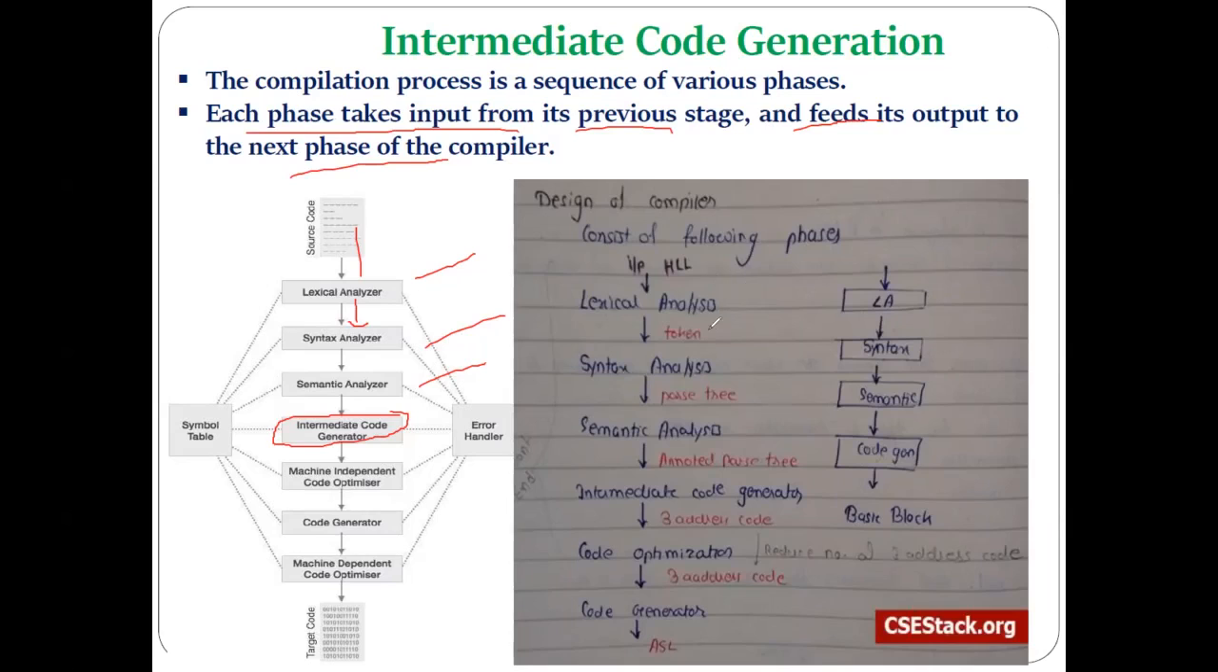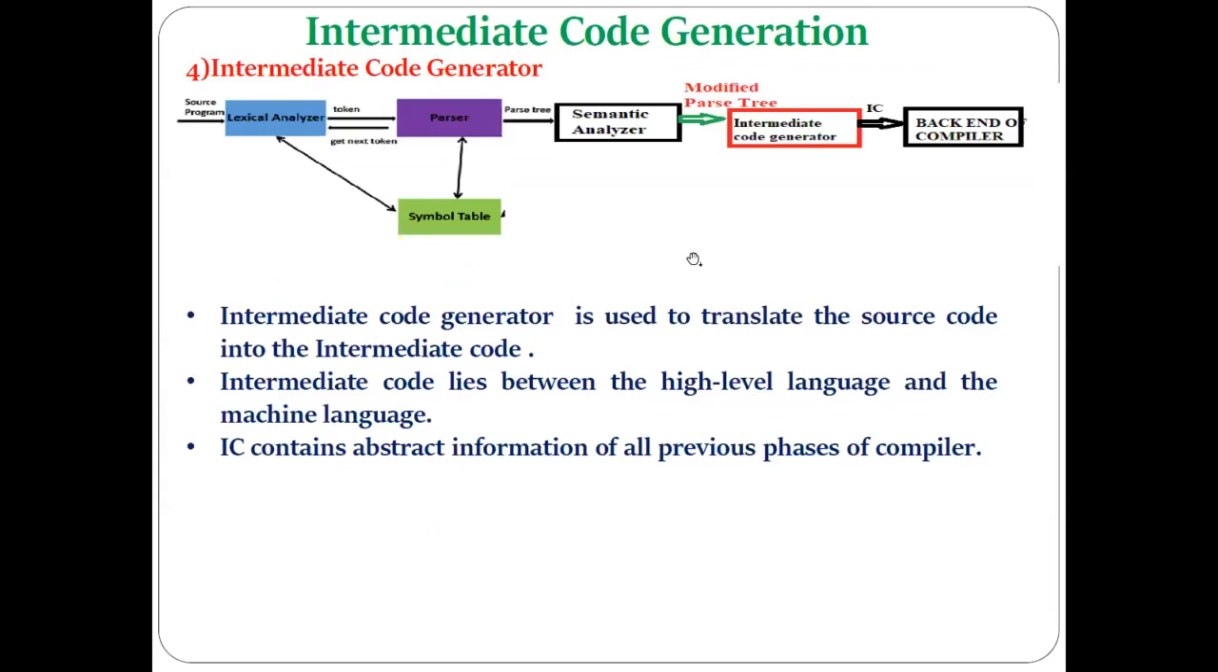Accordingly, we already know the lexical analysis generates tokens, syntax analysis checks the syntax of the program by generating the parse tree, and semantic analysis also checks the meaning of the program by generating the annotated parse tree. Then this third phase, the semantic analysis, generates the output as the annotated parse tree and gives that as an input to the next phase of the compiler, that is the intermediate code generation. And that is the thing that today we are going to discuss.